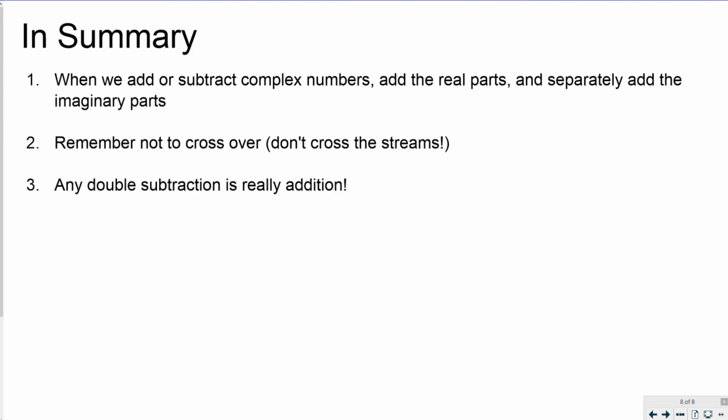So in summary, when we add or subtract complex numbers, you add the real parts and separately add the imaginary parts. If you're doing this correctly, remember you're not going to cross over, so you don't want to cross the streams. And anytime you do double subtraction, like in the last example, that's really adding your two terms.